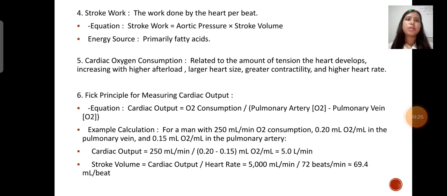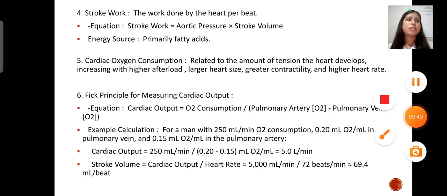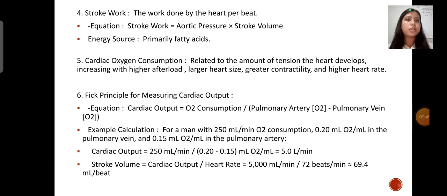The stroke work is defined as the work done by the heart per beat, and its equation is aortic pressure times the stroke volume, and the energy source is primarily fatty acids. And cardiac oxygen consumption is related to the amount of tension that the heart develops, which increases with higher afterload, larger heart size, greater contractility, and higher heart rate.